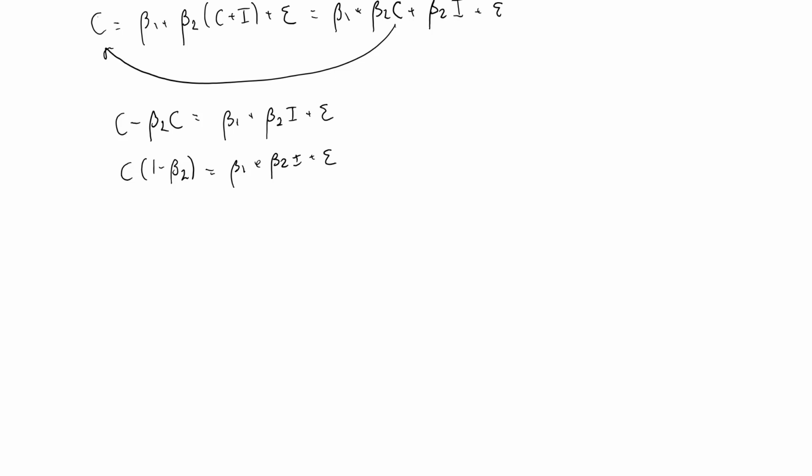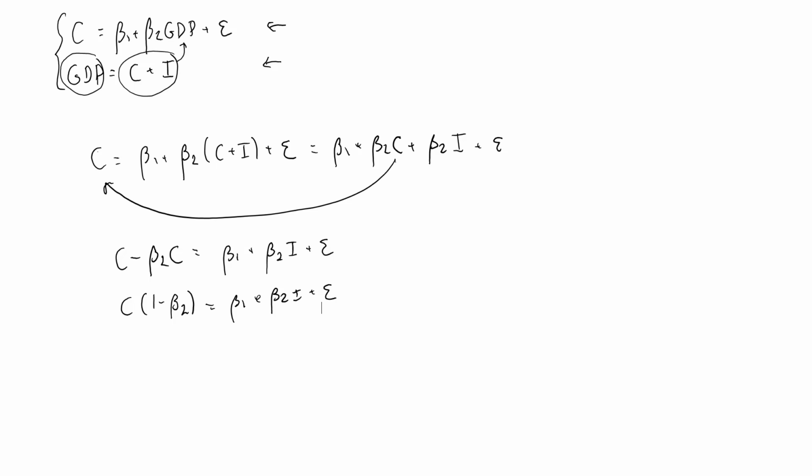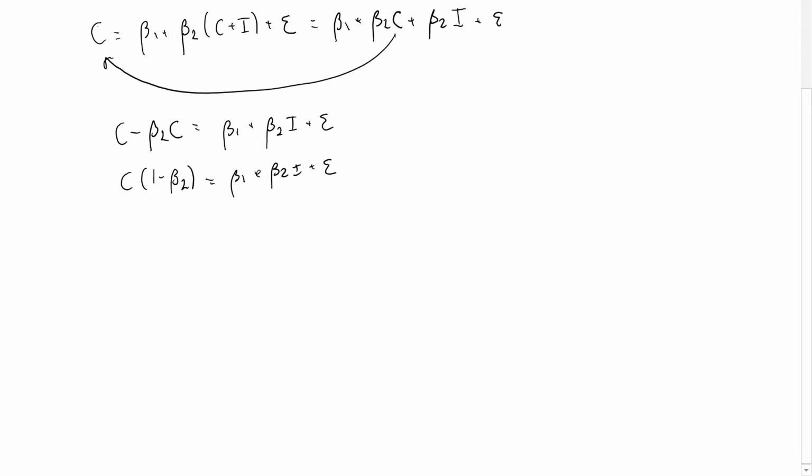And if I divide both sides by 1 minus beta 2, assuming that beta 2 is not 1, which makes sense, a beta 2 of 1 would imply that we have a marginal propensity to consume of 1, which would imply that consumption is all of investment. So if I divide by 1 minus beta 2, we get the reduced form equation for consumption, which is beta 1 over 1 minus beta 2, plus beta 2 over 1 minus beta 2 times I, plus epsilon over 1 minus beta 2.